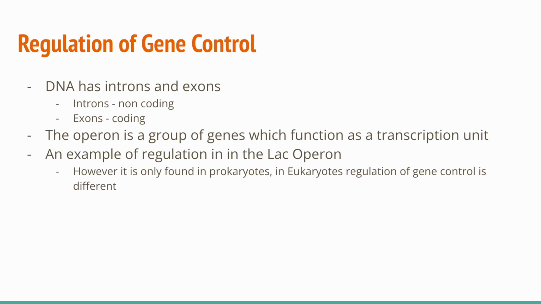You need to understand the concept of gene regulation. This is required as some genes will only be synthesized under specific conditions or environments, while others won't. DNA has introns and exons. Introns are non-coding regions of DNA, while exons are coding regions of DNA. It's important to understand that we also have an operon, which is a group of genes which function as a transcription unit. This will make more sense shortly.